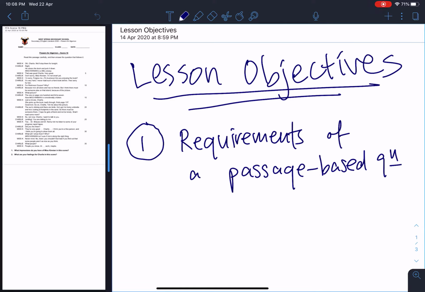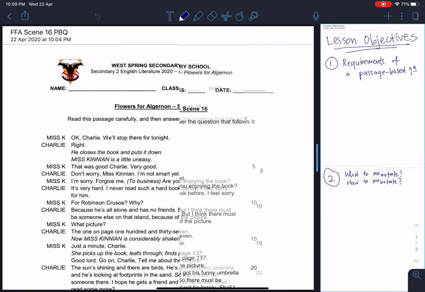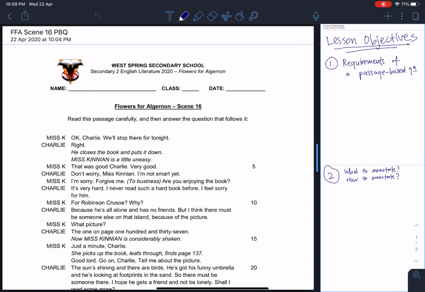Okay, we are going to look at a passage-based question. Now before you start, you should have this worksheet: Flowers for Algernon, scene 16. I have uploaded it on Google Classroom, so make sure you already have it with you. Then we can proceed with this lesson. Of course, make sure you have your writing materials. If you want, you can annotate straight on the book, or you can print out a worksheet and we can continue to work on this together.